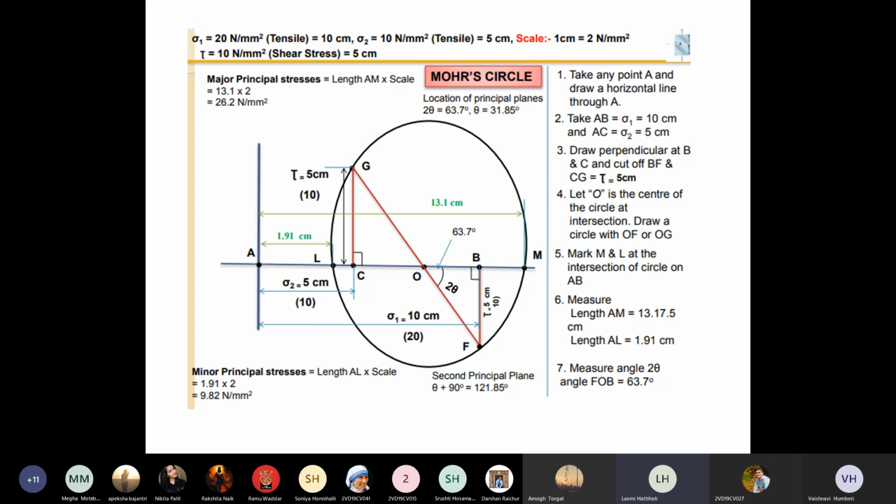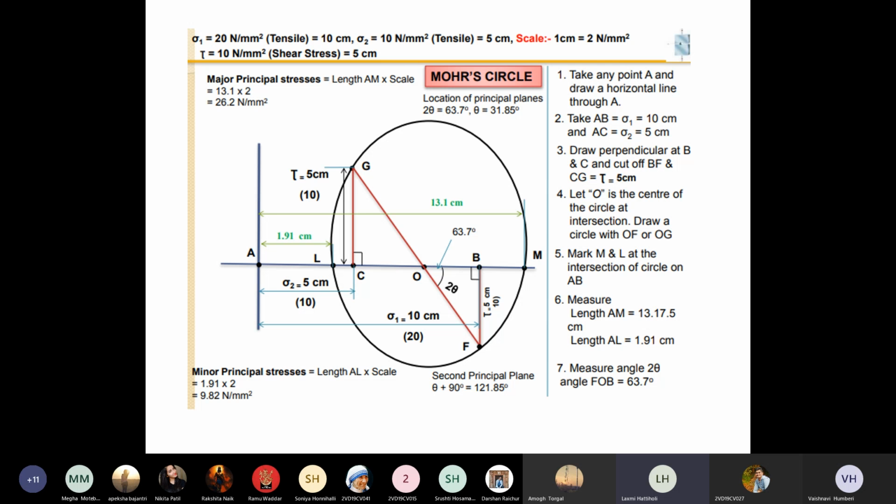Remember that, right? Yes or no? So 2 theta angle, which indicates the direction of principal plane, right? So the same thing you need to measure here. Measure this angle FOB by using a protractor. So this angle 2 theta, you will get it as 63.7.